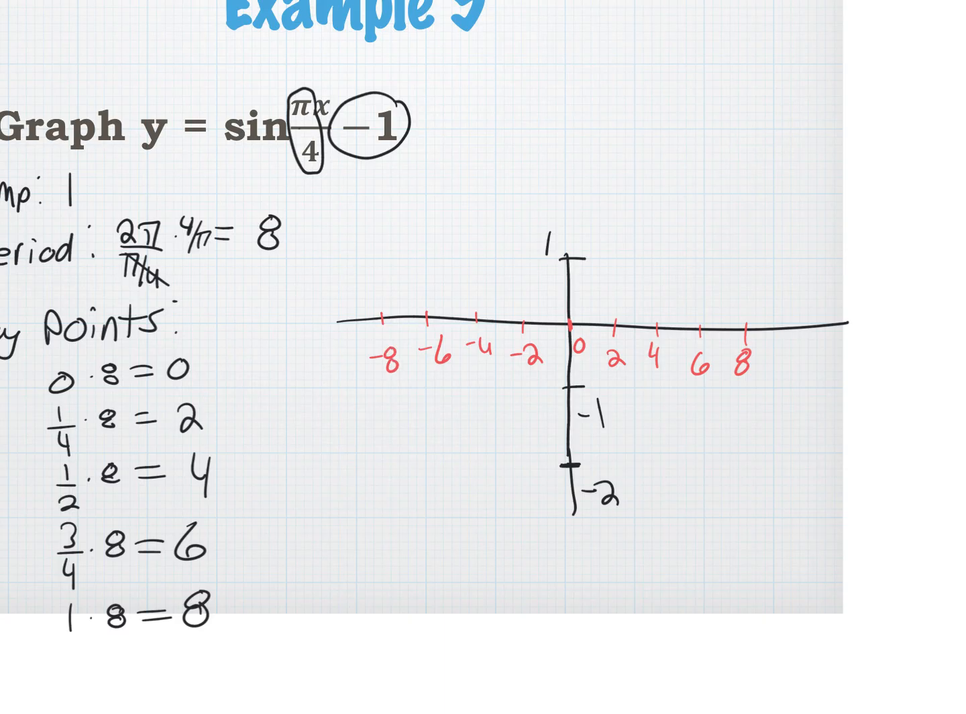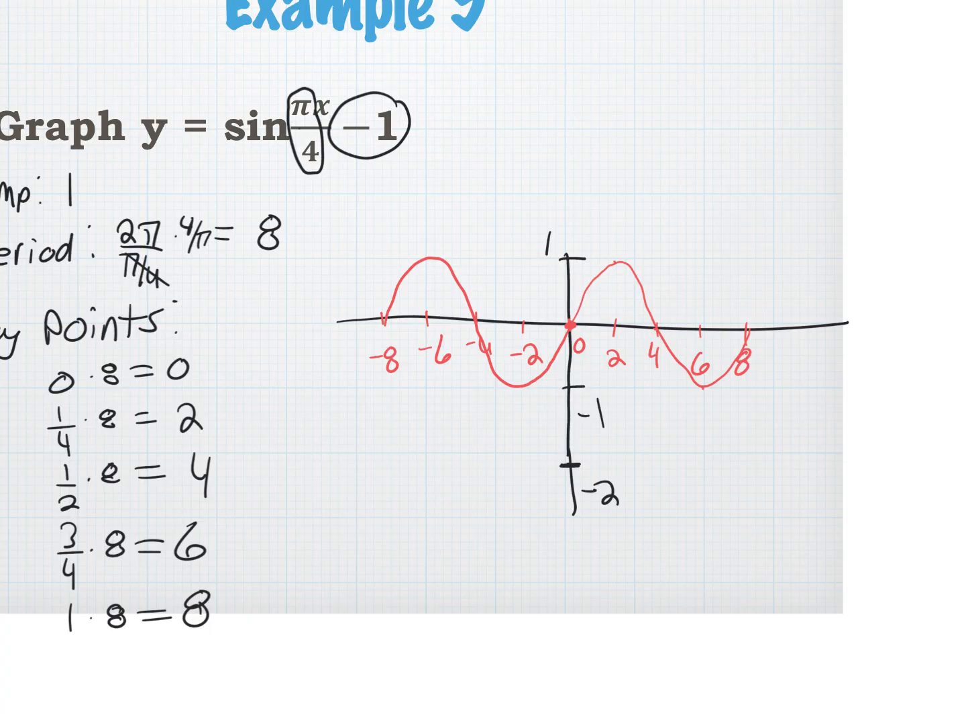All right, sine is going to start in the middle. So then it's going to go up, then down, and then up. So this is what one of our cycles looks like. And then the other way is just going to go in the opposite direction, right? It's going to look something like that.